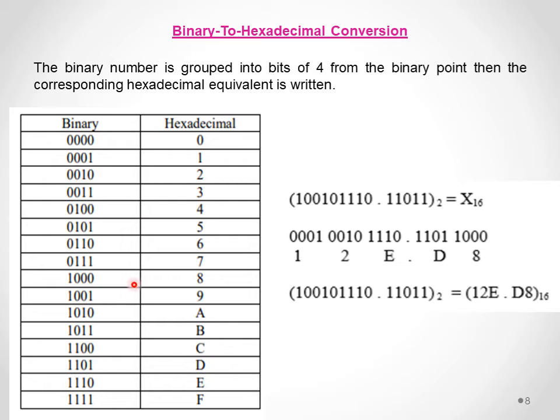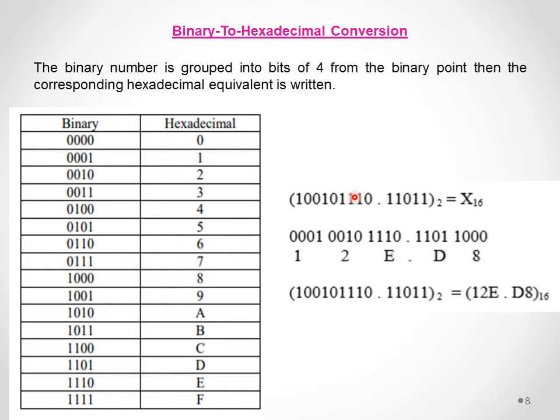From this table, 0 to 9 are equal to decimal. Then A is written as 1010, B is written as 1011, C is written as 1100, D is written as 1101, E is written as 1110 and F is written as 1111.